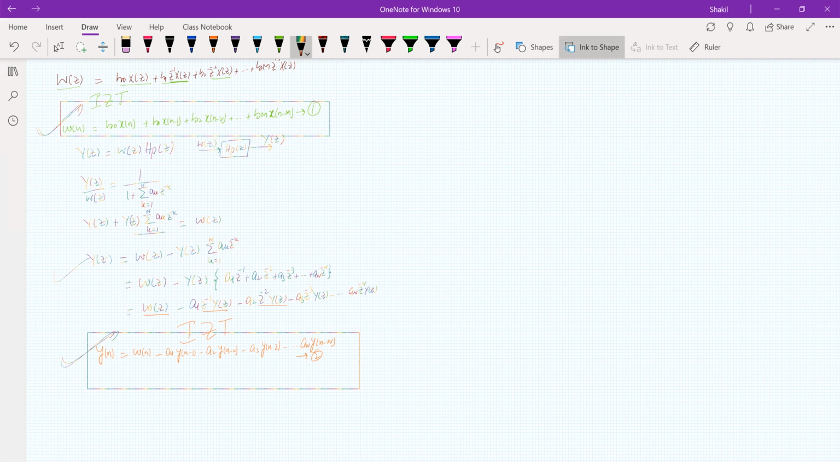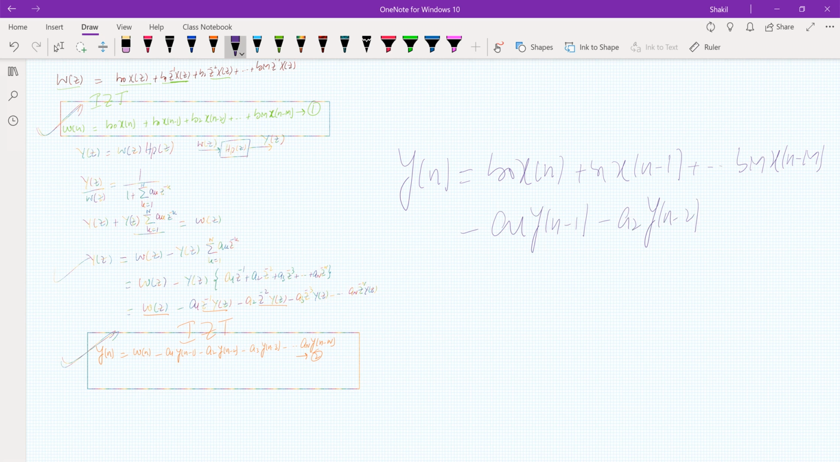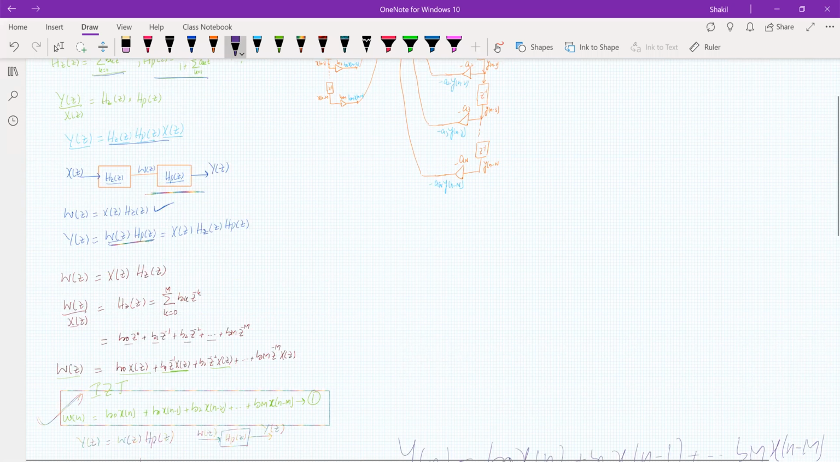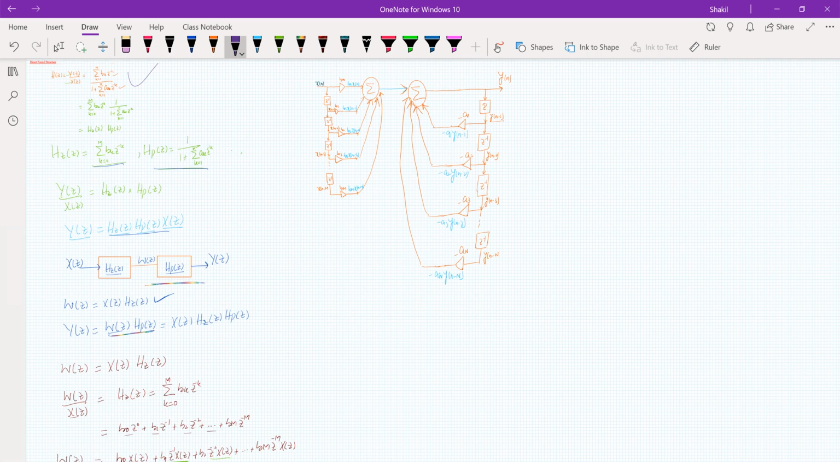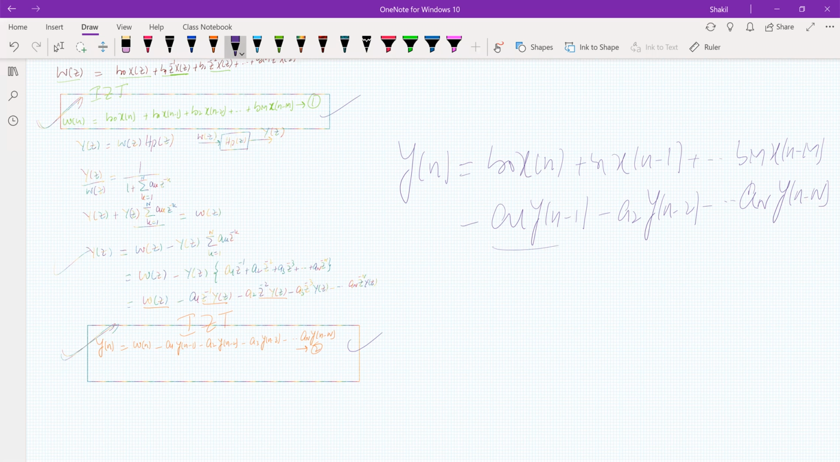In fact, there was only one equation when we started with the general difference equation. If you remember, our general difference equation was y(n) is b0 x(n) plus b1 x(n minus 1) plus so on up to bm x(n minus m) minus a1 y(n minus 1) minus a2 y(n minus 2) minus so on up to an y(n minus n). So this was our general difference equation. We took the z transform of this and arrived at this expression. So even though we started from one equation, we are arriving at two equations.